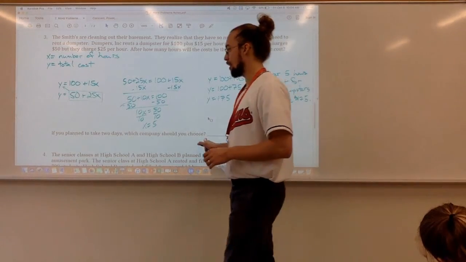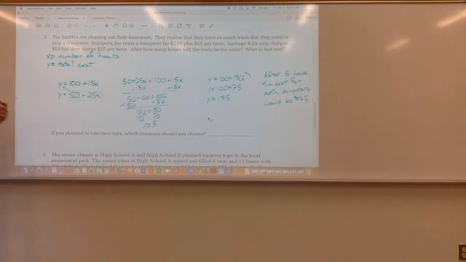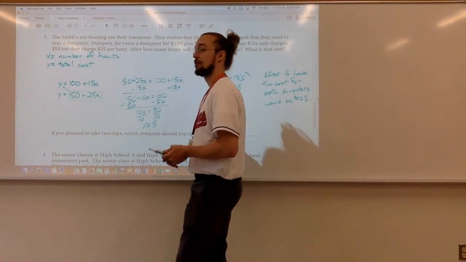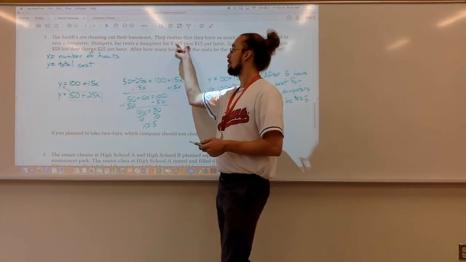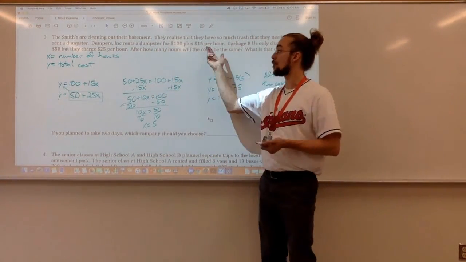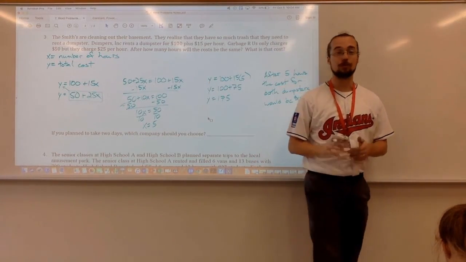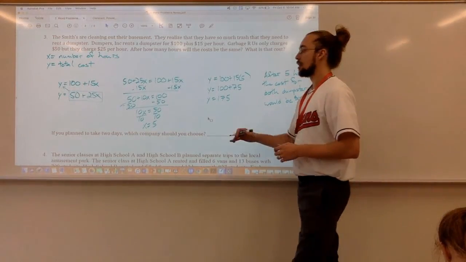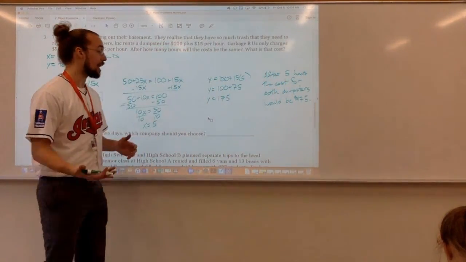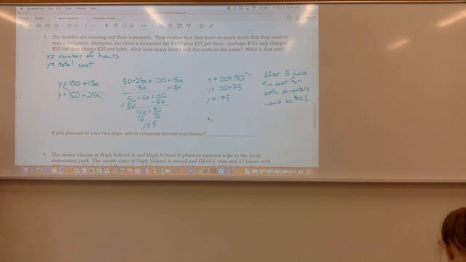Now, there is one extra question down here. It says if you planned to take 2 days to use the dumpster, which company should you go with? Which one's going to be cheaper? It's $10 cheaper every hour. Exactly. After 5 hours we know these cost the same, but Dumpers Inc. is growing at a slower rate. It's $10 cheaper per hour. So if we're going to keep the dumpster longer than 5 hours, we would want to go with Dumpers Inc. If we were going to use it for less than 5 hours, we'd want to go with Garbage R Us.